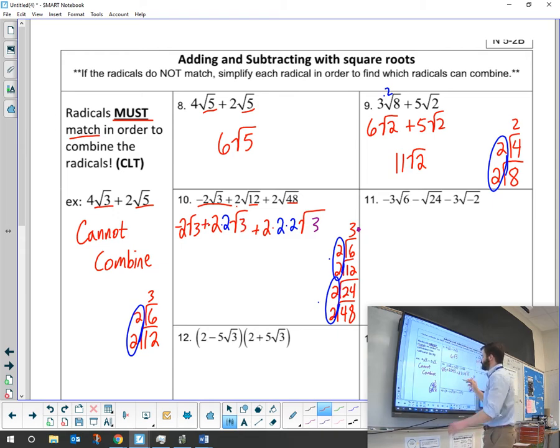Okay, let's make sure these stay separated. So here's my first one, here's my second one, here's my third one. Let's clear this up a little bit. Let's multiply all the stuff that I pulled out.